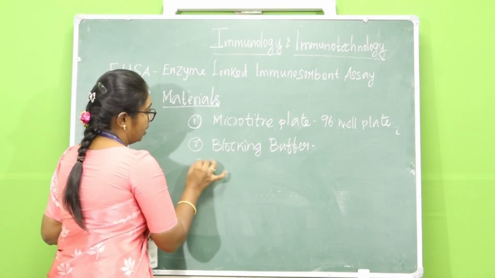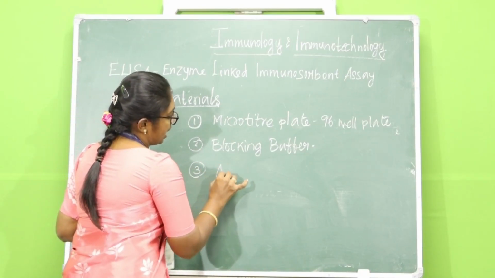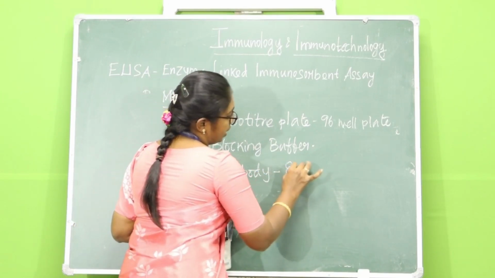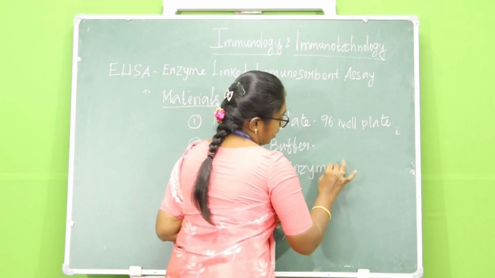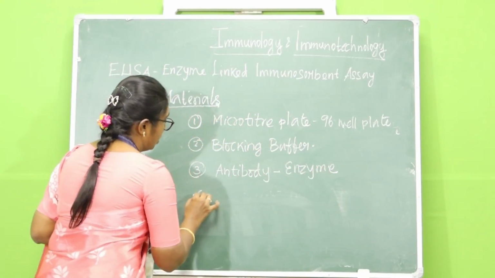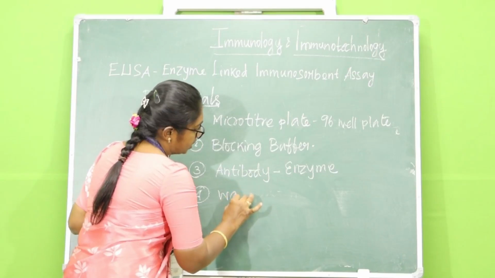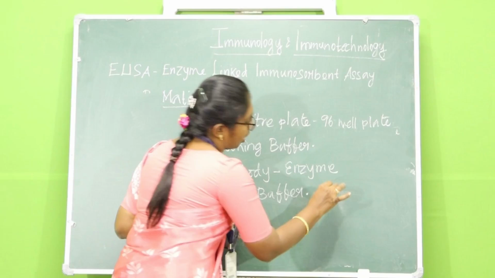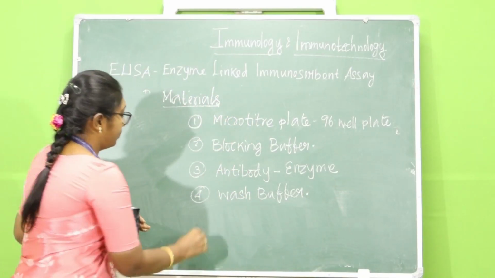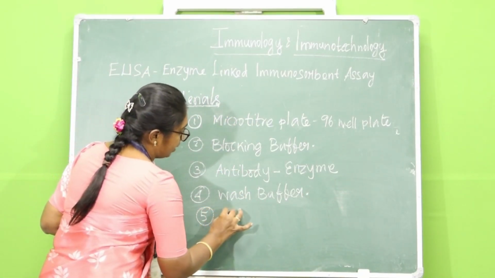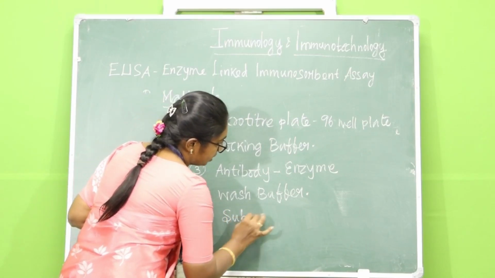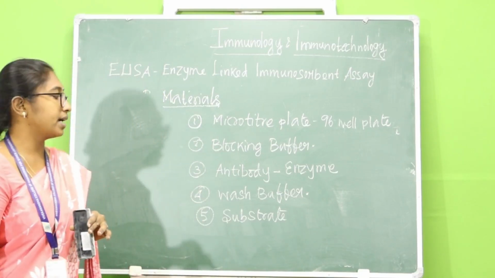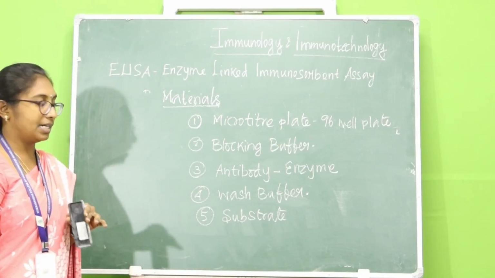Then we need an antibody which is linked with an enzyme. And we need wash buffer. What is the purpose of wash buffer? It will wash away the unbound antigen or unbound protein. Then we will add substrate. What is the purpose of the substrate? This substrate will react with the enzyme attached to the antibody, and this will show the color change.